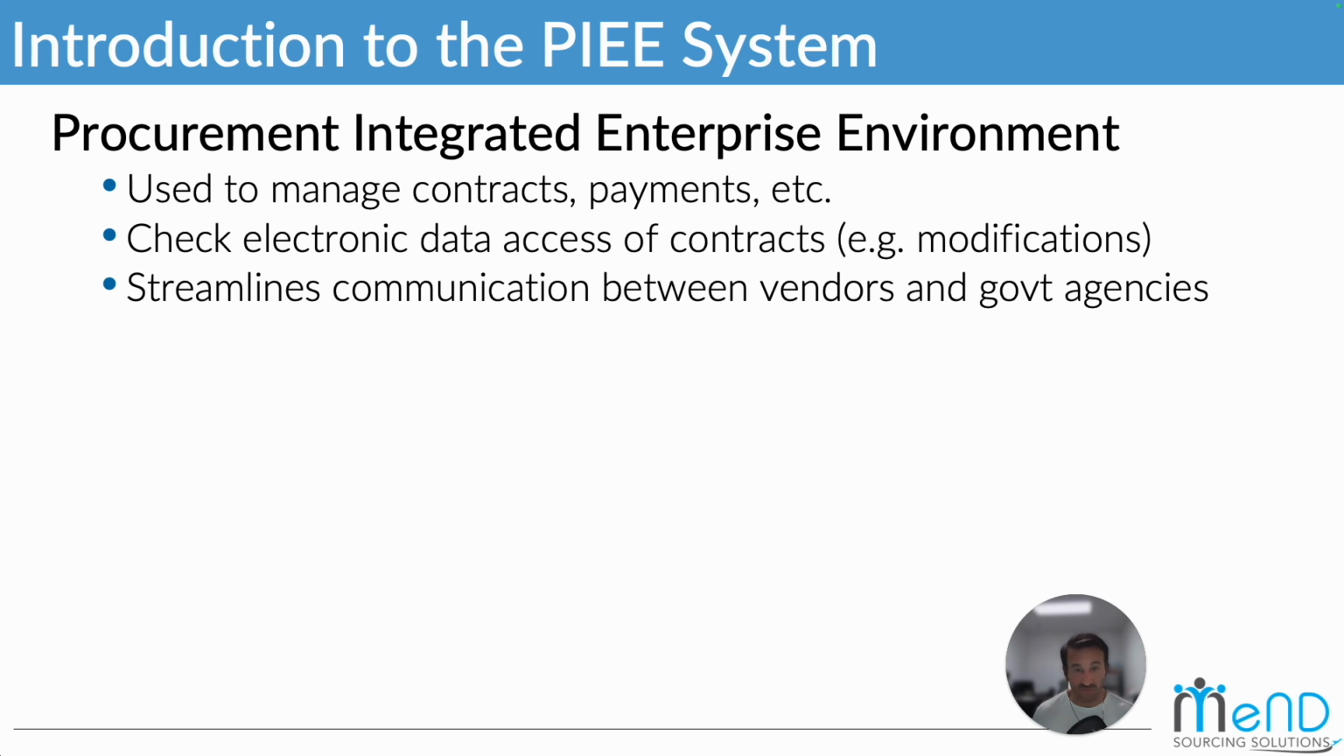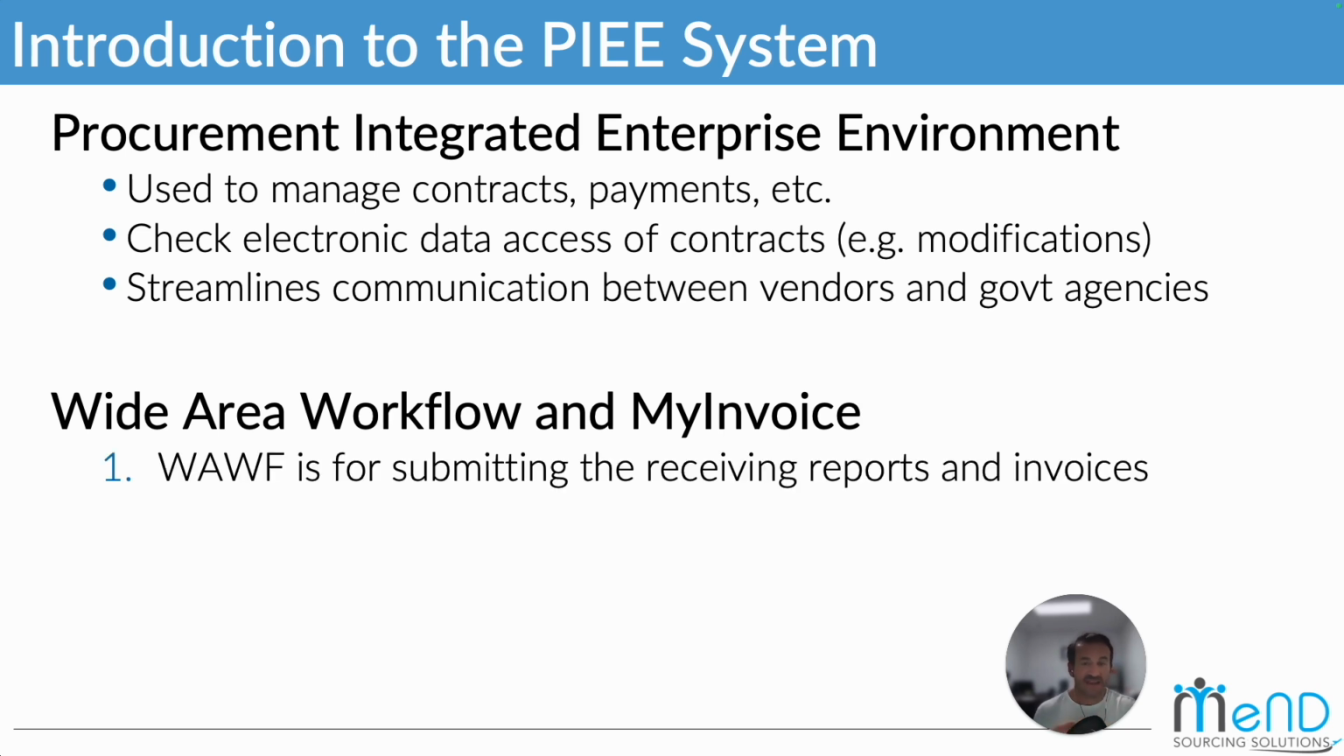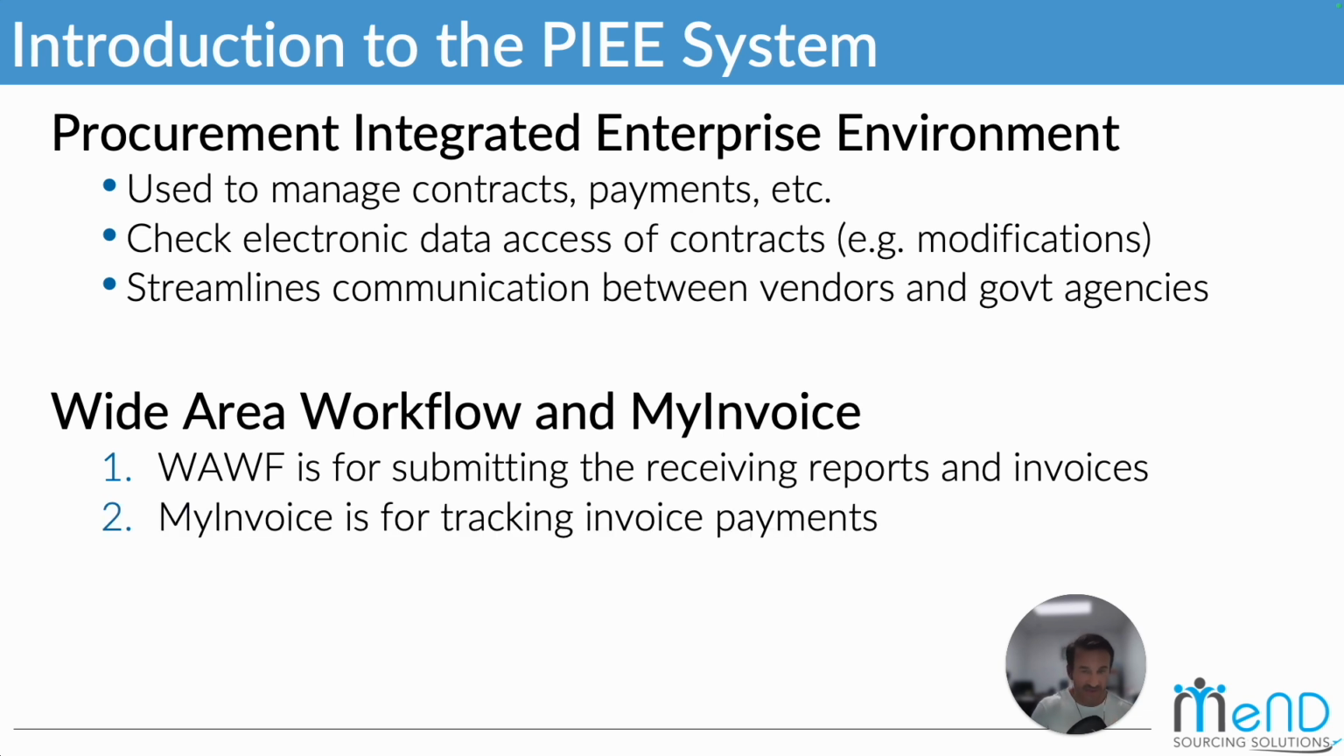Like I mentioned, what the PIEE system is in essence trying to do is streamline communication between you, the vendor, and government agencies. But for this video, the main things we're going to talk about to generate that receiving report and that invoice come down to the Wide Area Workflow, better known as WAWF, and the section called My Invoice. WAWF is used for submitting the receiving report and the invoice. Once that's all taken care of, you can go back into PIEE, into the section called My Invoice, and you can track invoice payments.